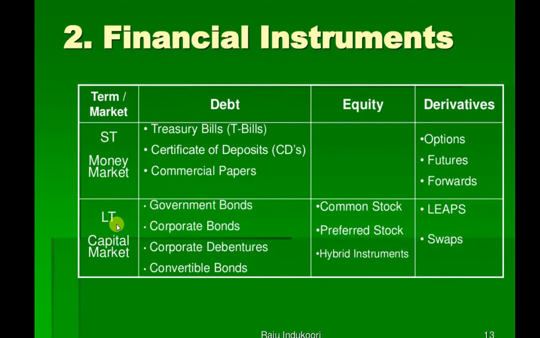In the second row, there is LT. The meaning of LT is long term. So in the long term, we can invest in the capital market. We have more financial instruments in the capital market, like corporate bonds, government bonds, corporate debentures, convertible bonds. In equity, we have common stocks; in the stock market, you can invest in equity. Preferred stock is also available, hybrid investments are also available, and in derivatives, LEAPS and swaps can be done. So let's discuss all these debt and equity in detail.